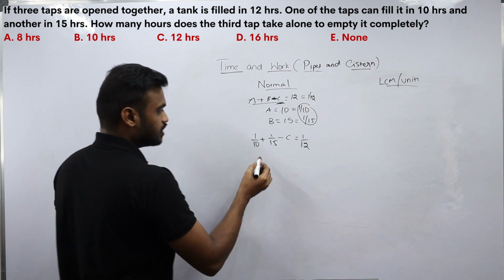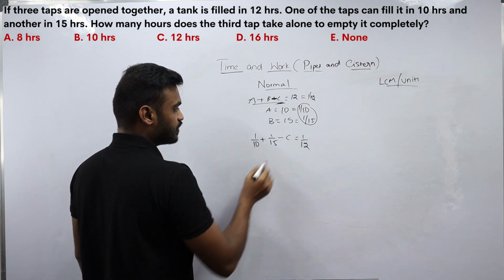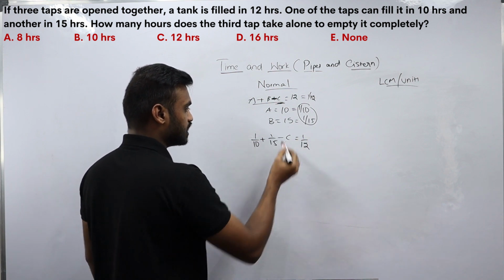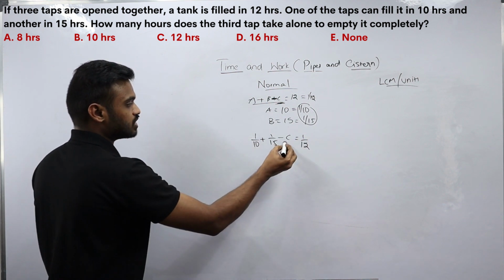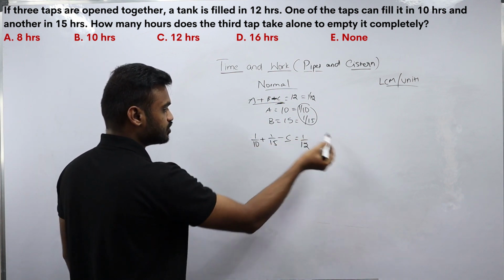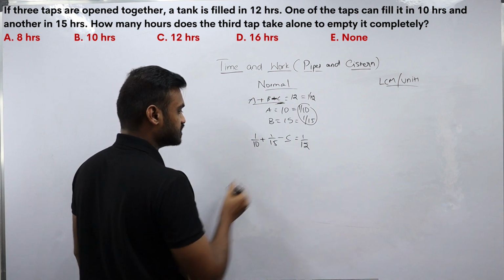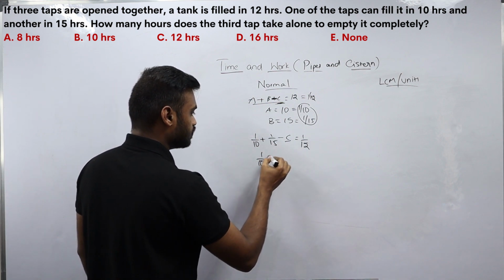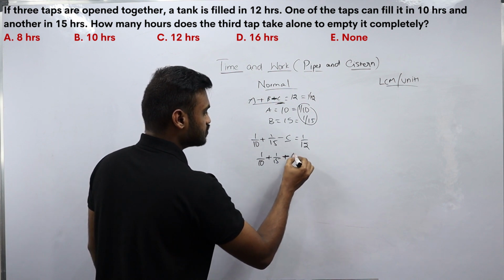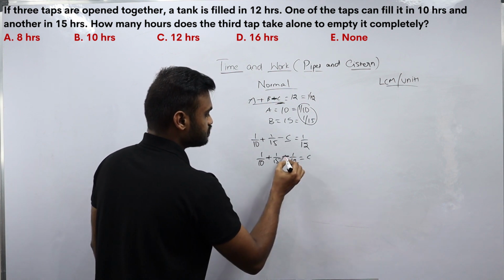If I send 1 by 10 and 1 by 15 to the right hand side, or rather send C to the right hand side and 1 by 12 to the left hand side, I will come to know the total time taken for C to empty the tank. So sending C to the right hand side and 1 by 12 to the left hand side, I will get 1 by 10 plus 1 by 15 minus 1 by 12 equal to C.